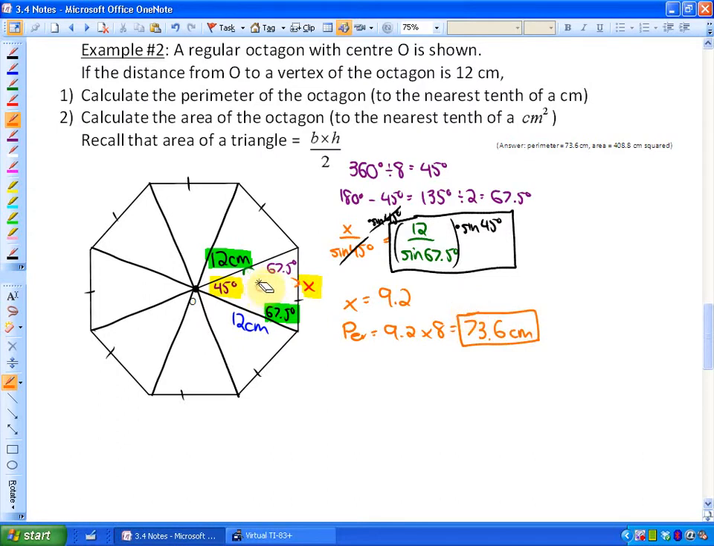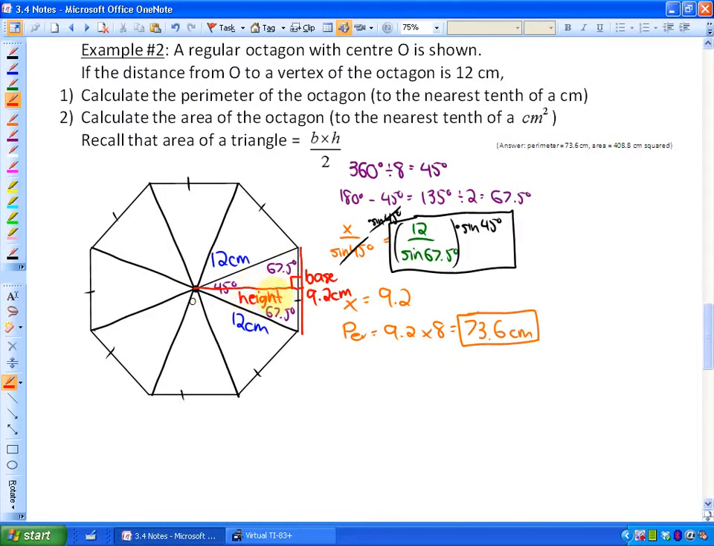Number 2 says calculate the area of the octagon, and recall that the area of a triangle is base times height divided by 2. So in this particular problem, what I'm going to do is focus on the area of one of these triangles, maybe the triangle that I already have some lengths or some measurements in, focus on one triangle, and then I could times it by 8. There's other ways, again, of doing this. So I'm going to call this my base. We know that that's 9.2 centimeters. We've already done that. And the height of this triangle is 90 degrees to the base. So I'm going to call this the height.